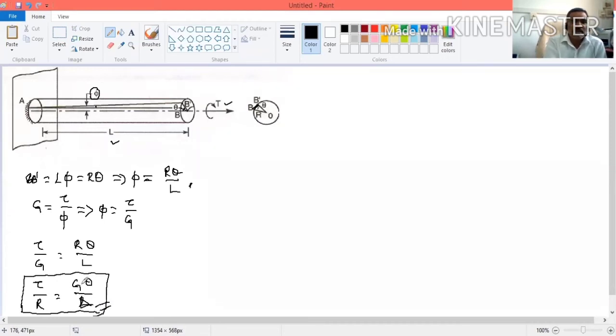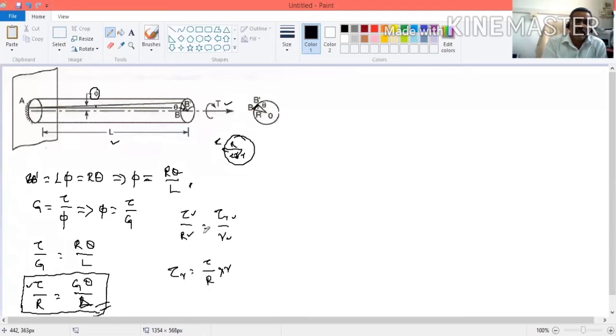Here we are taking capital R. In the side view, at capital R, the maximum radius, the shear stress is equal to tau. If you want to calculate at some other place, at any small radius r, let us take the shear stress at this point as tau r. Then tau by capital R is equal to tau r divided by small r. So we can say tau r is equal to tau by R multiplied by r.